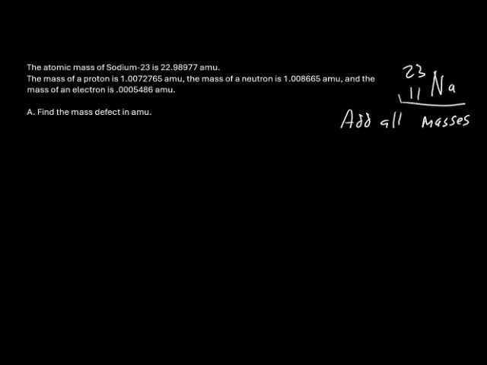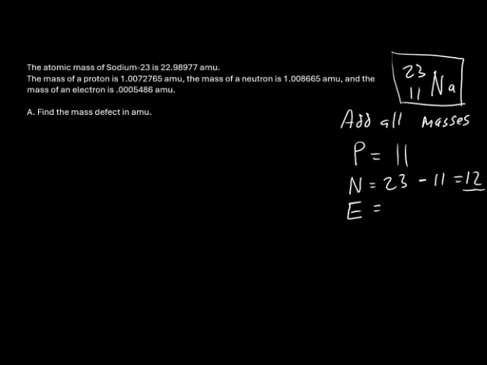I've given you the symbol for sodium above. Sodium-23 has a mass number of 23 and 11 protons. I'll represent the protons with the letter P. And then to find the number of neutrons, we take the mass, 23, and subtract 11 to give us 12 neutrons. Also, we will assume that this atom is neutral and therefore the protons and the electrons will be the same, so we'll have 11 electrons.